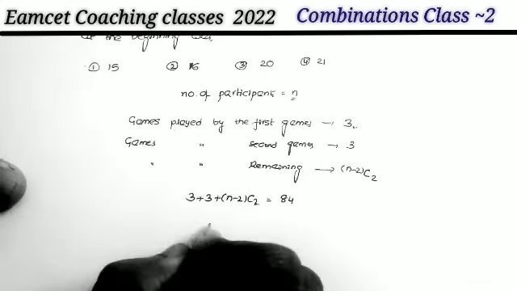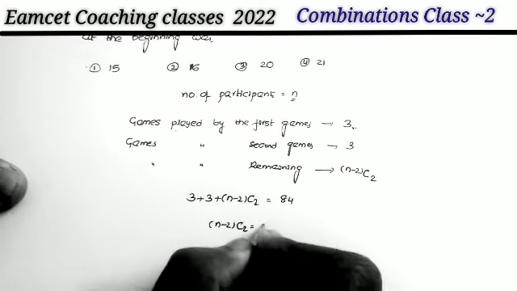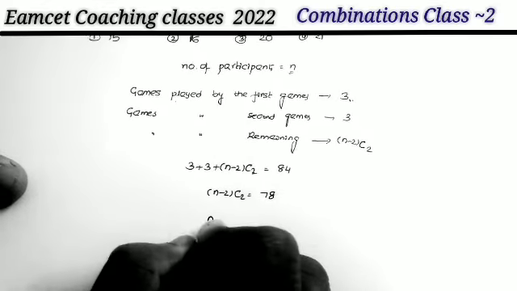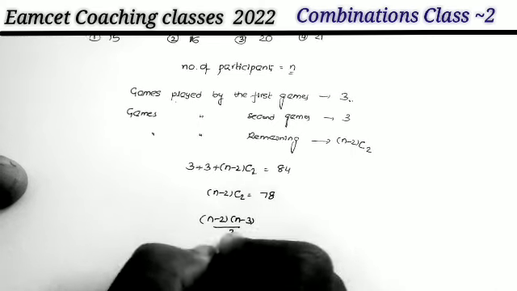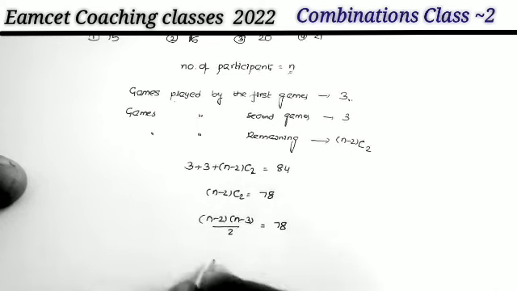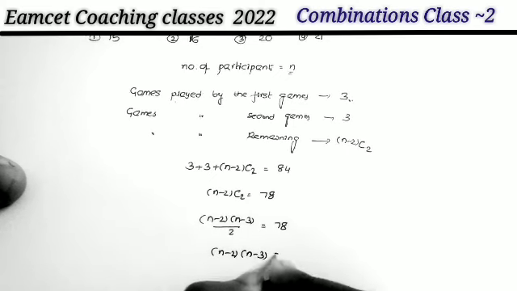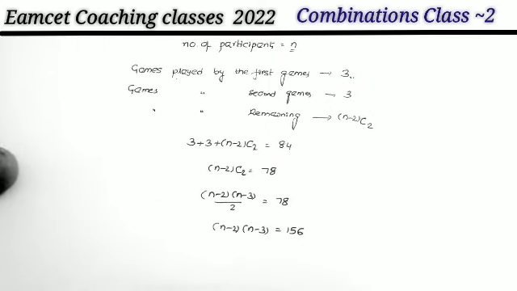We want the n value. So n minus 2 C 2 is equal to 84 minus 6, which is equal to 78. Now what is the value of n minus 2 C 2? It is (n minus 2)(n minus 3) by 2 into 1, which is equal to 78. That is, (n minus 2)(n minus 3) is equal to 156. Now taking the options, verification to get the n value.